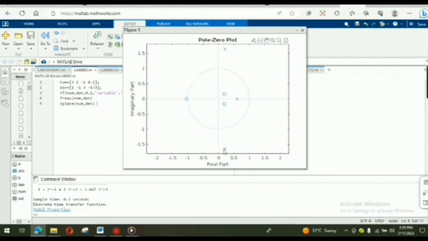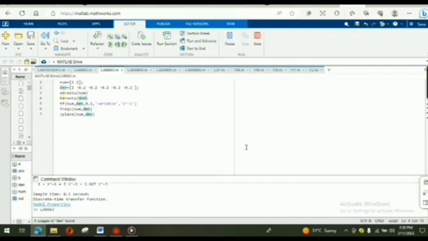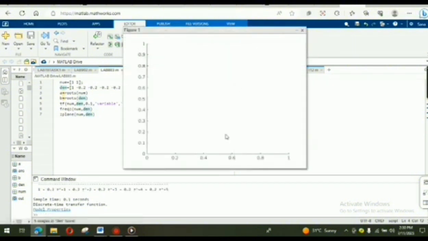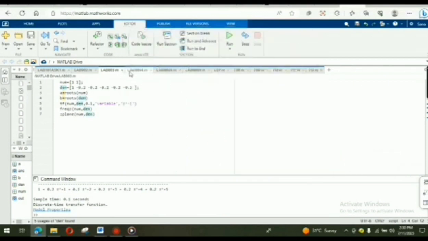Okay, now let's see the next lab task. The next task, here we have, let's run. And okay, here we have five poles, and all the poles are inside of the unit circle, so we can say the system is stable.